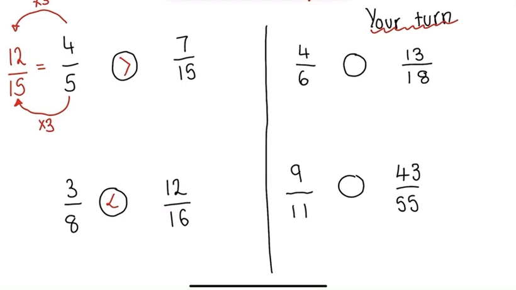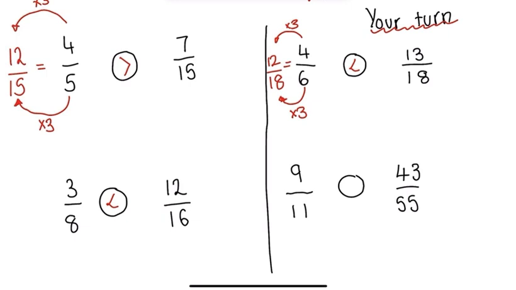So for this one, let's create an equivalent fraction over 18. So we're going to multiply the bottom by 3. So we have to times the top by 3. So that would be 12 over 18. So here, 13 over 18 would be bigger.